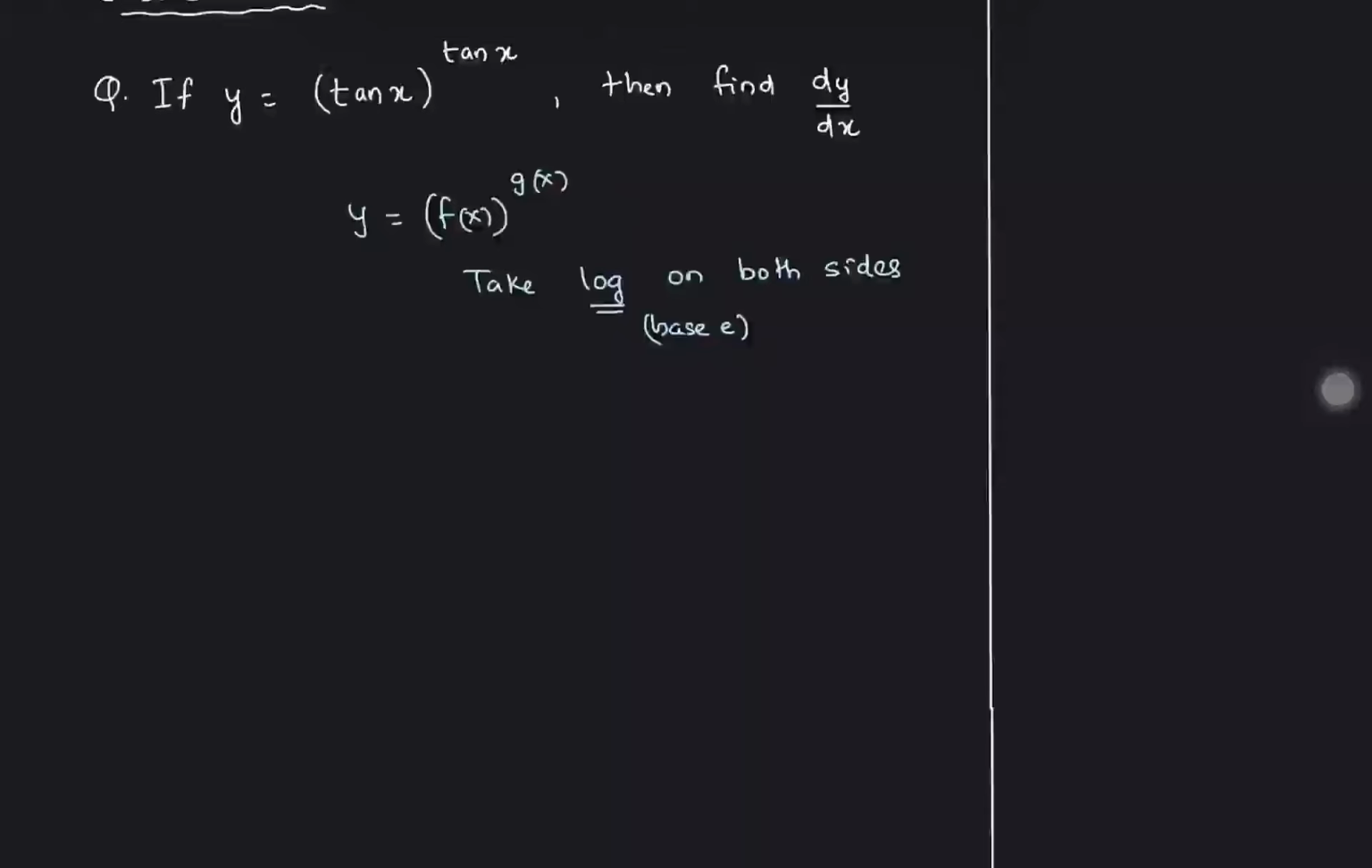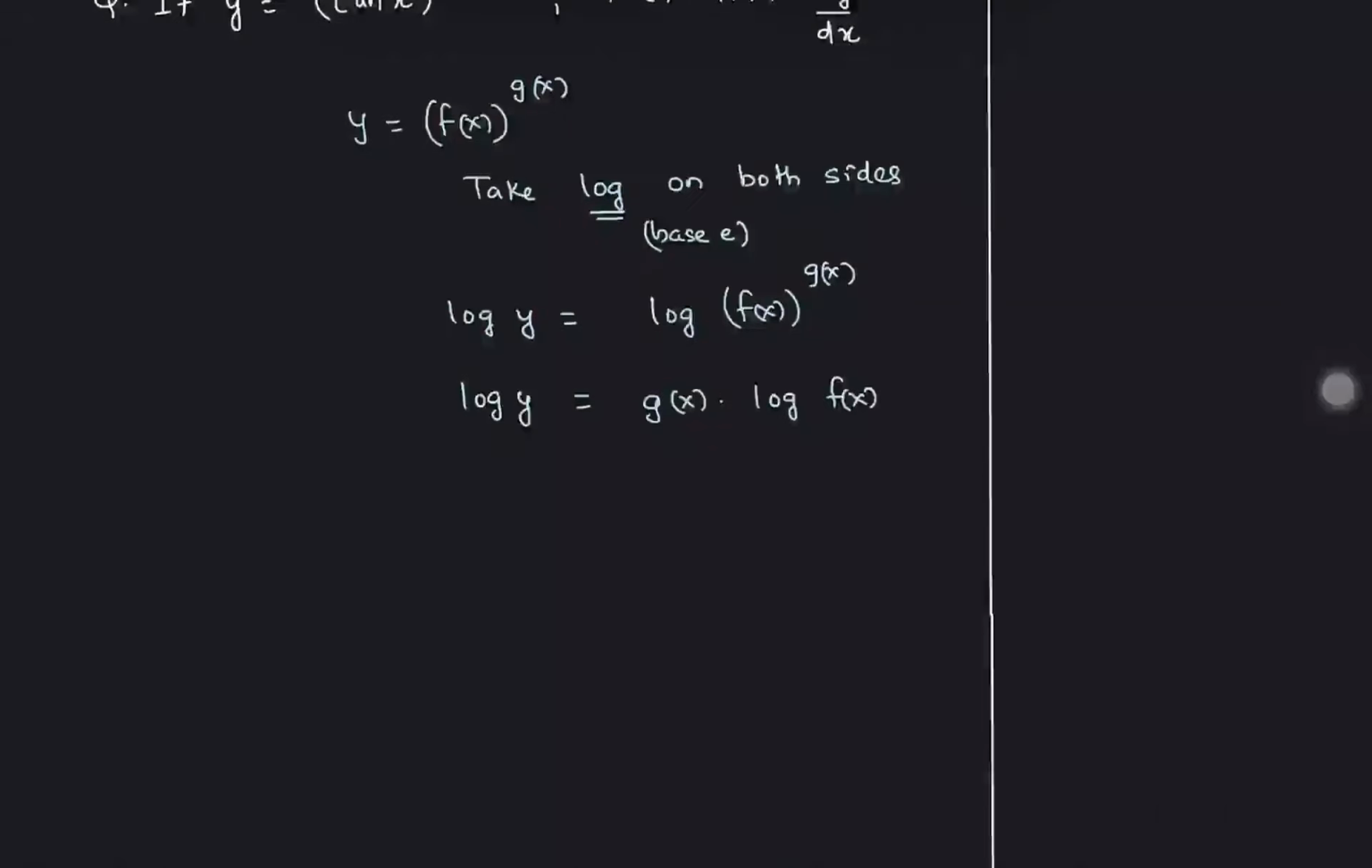Okay, so if I take log on both the sides, you say log of y will be equal to log of f of x to the power g of x, and that can be written as g of x multiplied to log of f of x. So basically you get log of y equals this. Okay, and after doing this, you differentiate on both the sides. The next step comes out to be of differentiation. Differentiating both the sides.